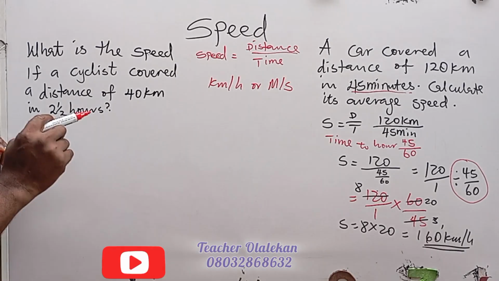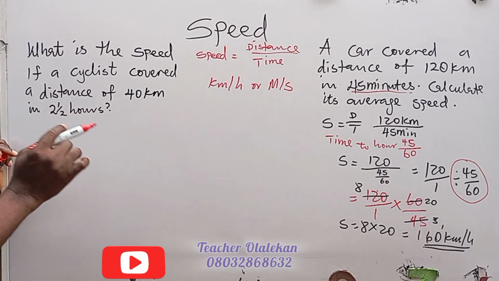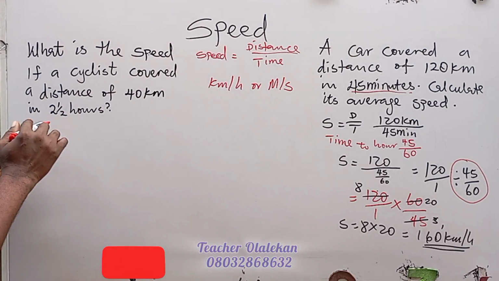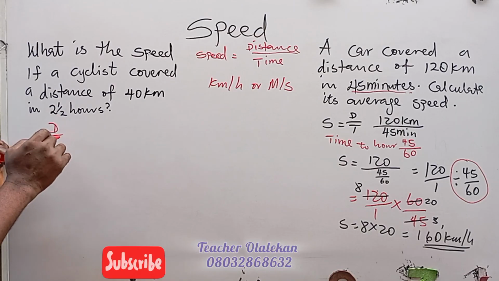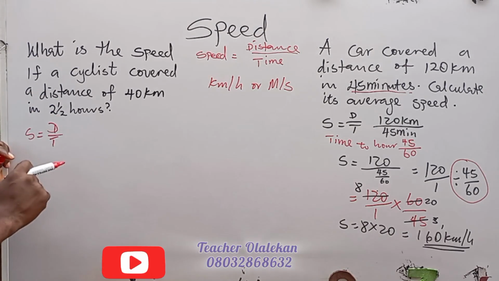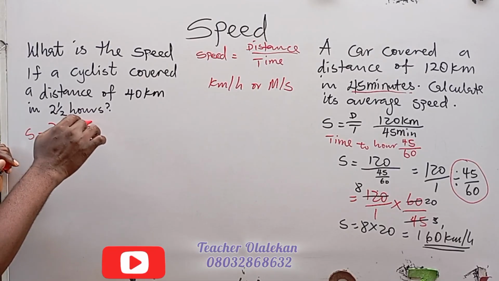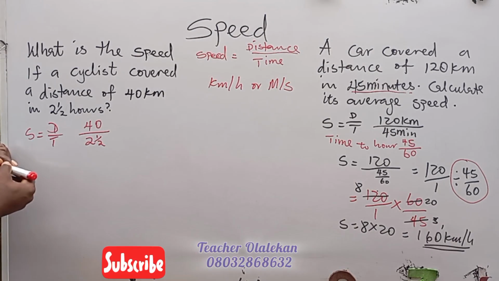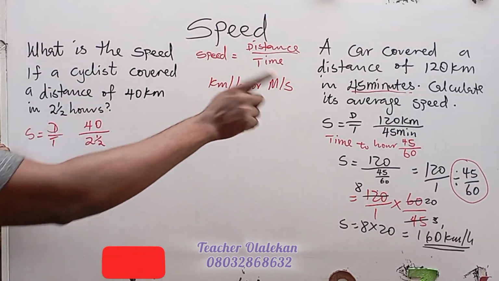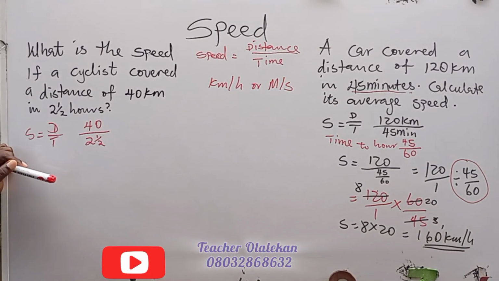Do not forget that the speed is always distance divided by time. So the formula is distance divided by time. That's our speed. Speed equals. Our distance here is 40 and our time is 2.5 hours. In this case our time is in hours, not in minutes like we have in the first example.